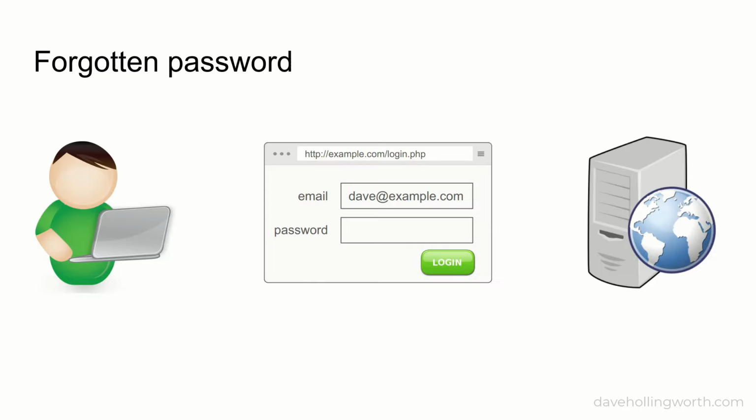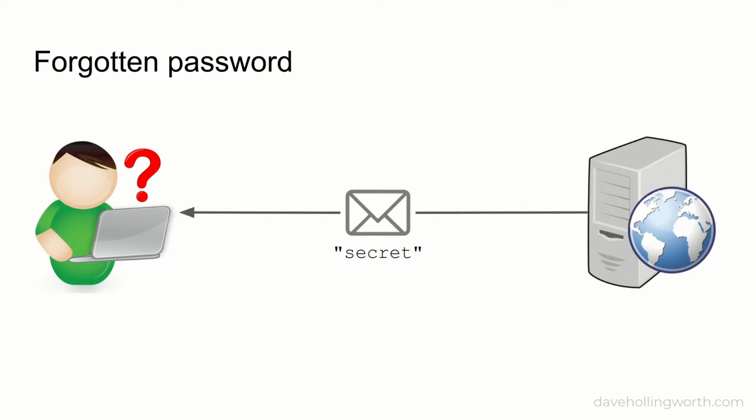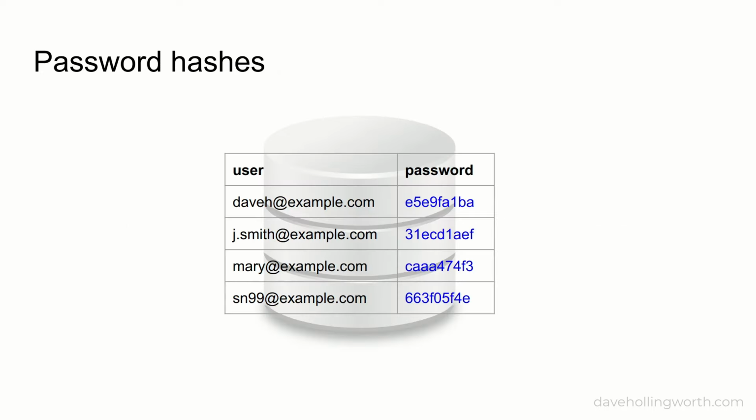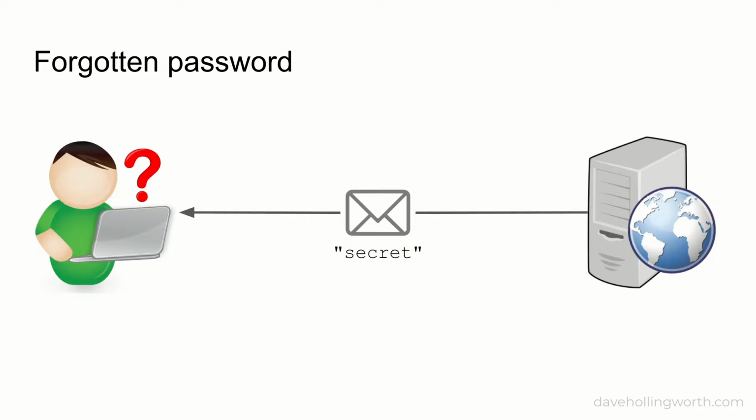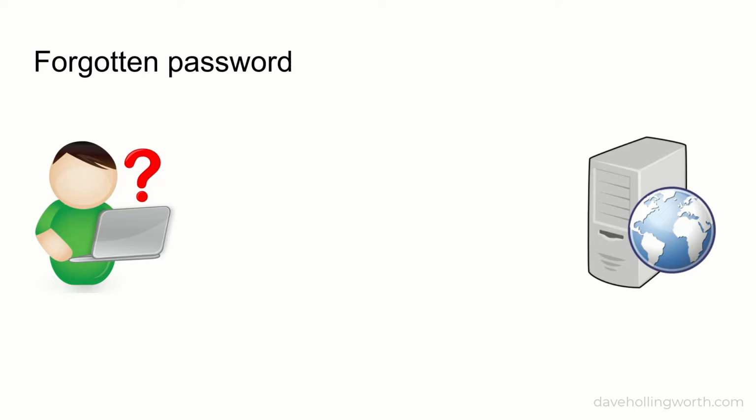So how is this going to work? What happens when a user forgets their password? They could ask us to email it to them, but we can't do that because we don't know it. Passwords are stored as hashes in the database. We deliberately have no way of getting to the plain text password. Any website that sends you a password if you forget it is storing them in plain text, so be very careful with that site.